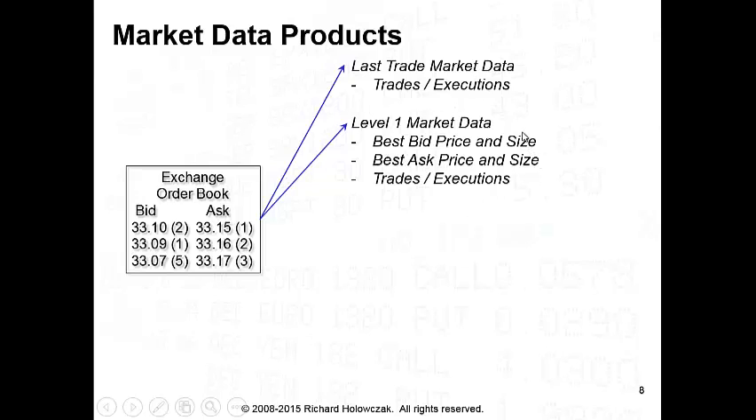Level one market data refers to what is essentially the best bid price and size, and the best ask price and size, along with the trades and executions. And so let's explore that.